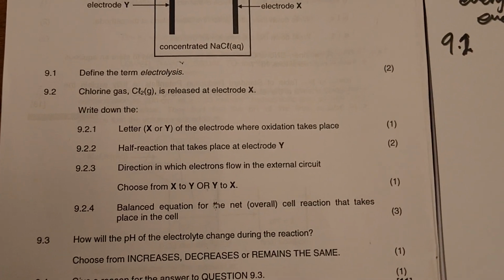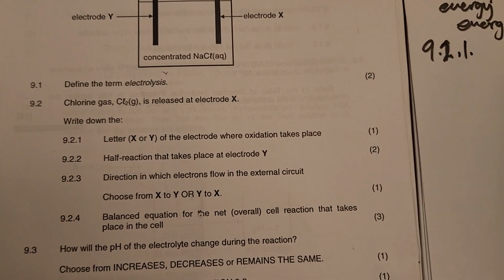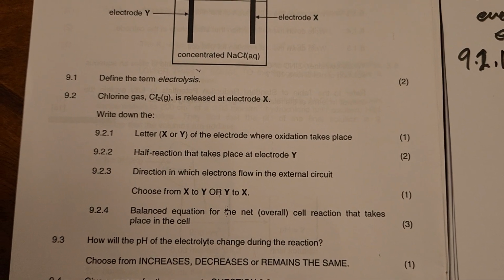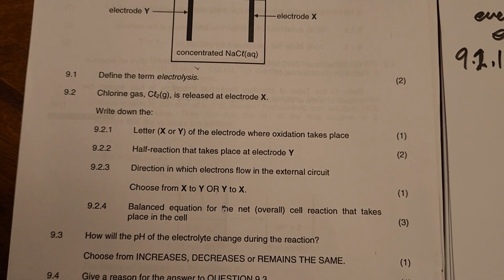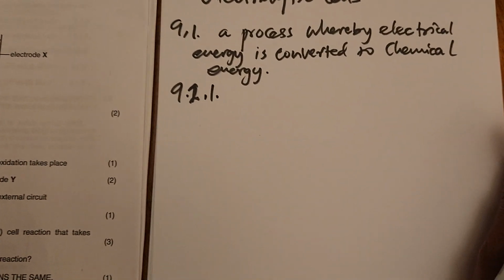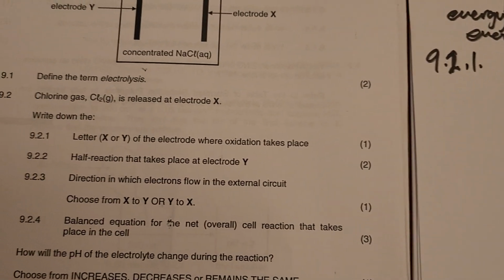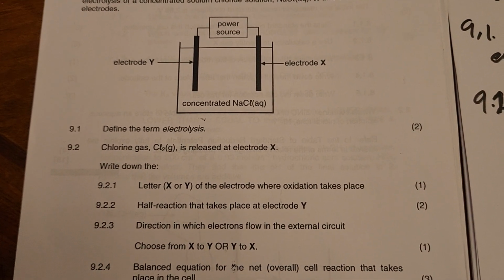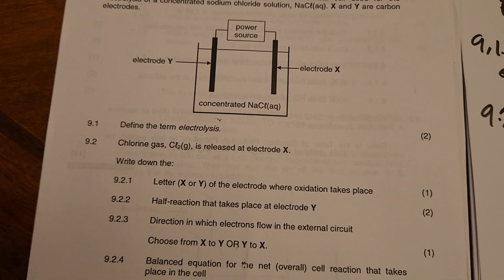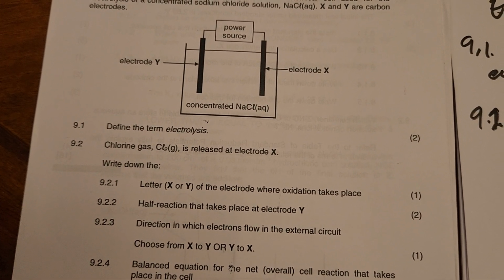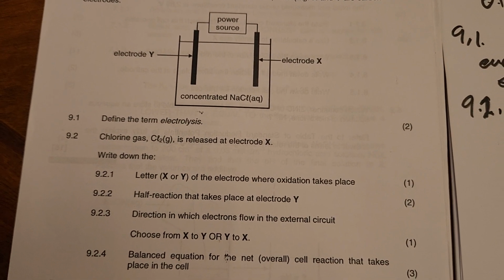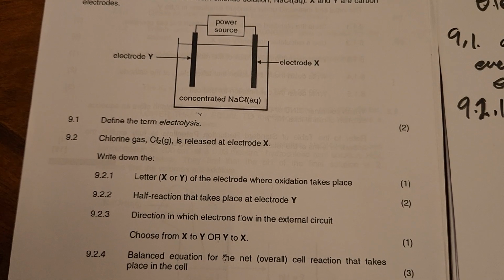Now the second question, 9.2. They say to us, chlorine gas, which is Cl2, is released at electrode X. Remember in our notes when we were dealing with this section, we said chlorine gas is always released at the anode, and the hydrogen gas is released at the cathode. So when chlorine gas is released, obviously it's the anode. Let's listen to the questions.